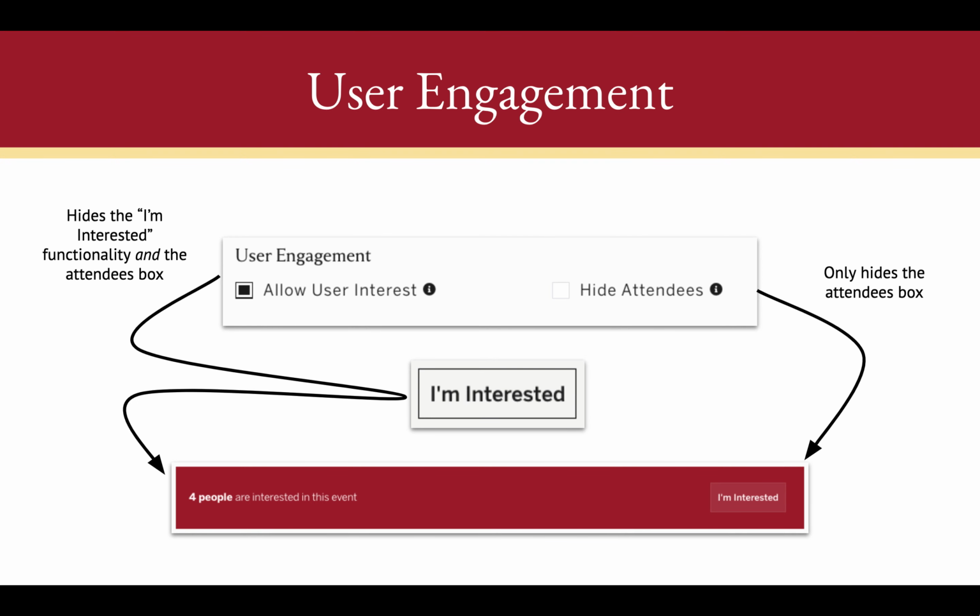Allowing user interest for events means anyone logged in can mark themselves as "I'm interested." Interested users will receive an email notification the day before the event will take place as a reminder to attend. This provides you with attendance metrics so you have an idea of how many people to expect on the big day. Please note that for this setting, personal user details are not displayed nor available publicly.